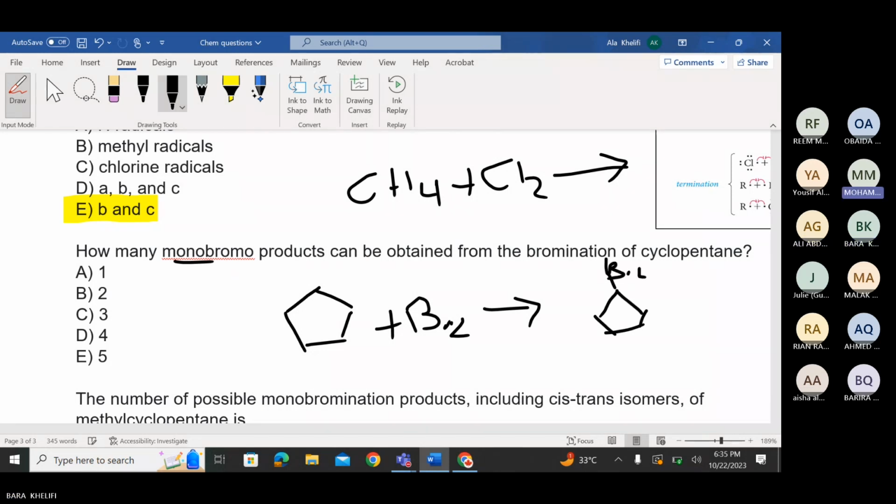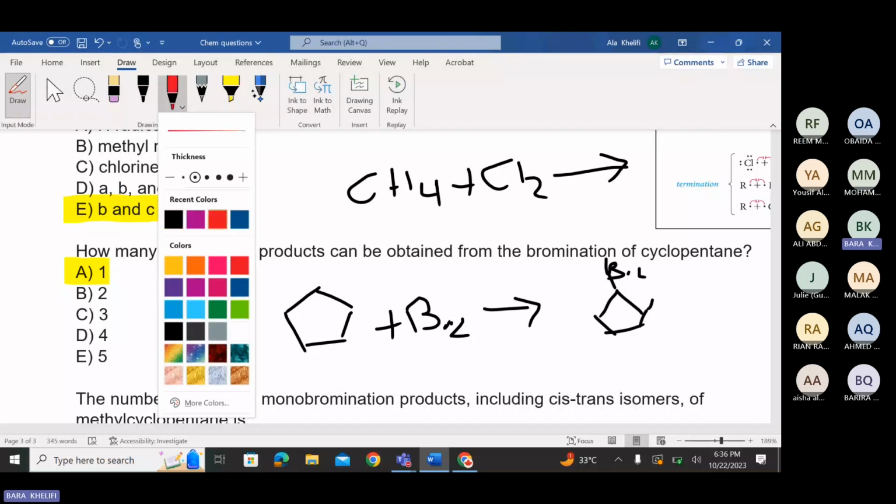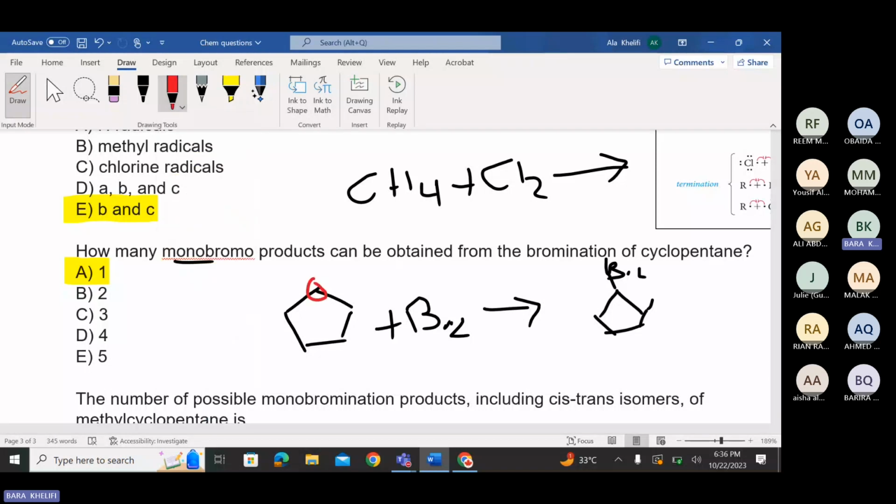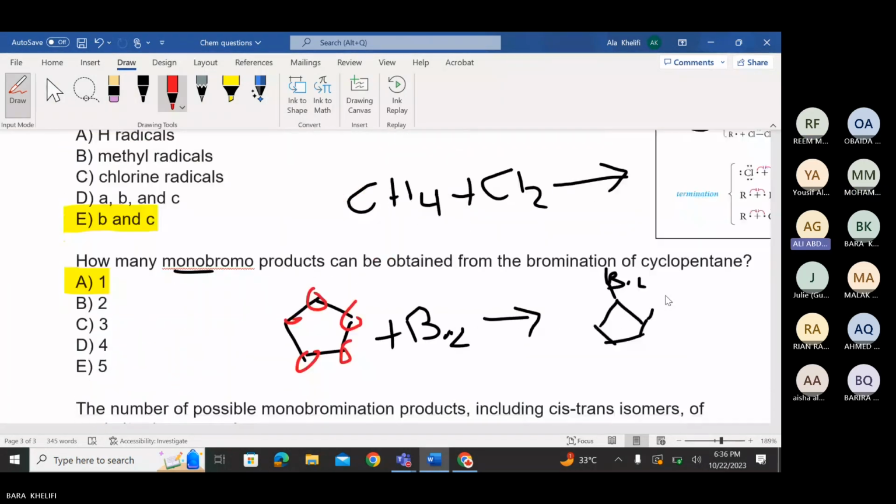One? Yes. And why is that? Why do you think it's just one? Because it's the same place, same name everywhere. Exactly. So let me use a different color. For example, if I put it here, or here, or here, or here, it'll be the same exact molecule. Nothing changed. You understood this part, guys? Yes, thank you.